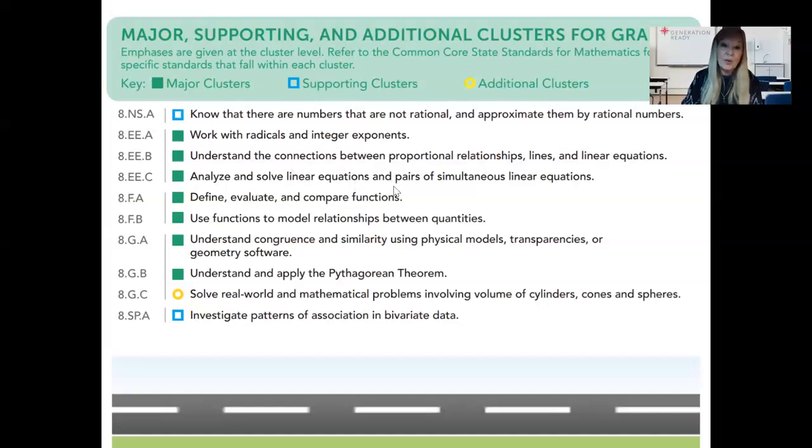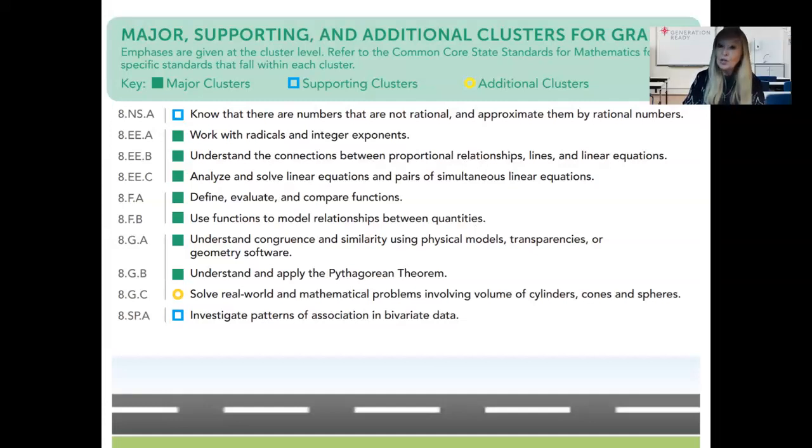Analyze and solve linear equations and pairs of simultaneous linear equations. Really, really fun stuff. And then, yay, functions. Okay, life doesn't happen until there's functionality. All right, so define, evaluate, and compare them. Use them to model relationships between quantities. So we're really teaching them what a function is. And there are really some fun ways to do that.